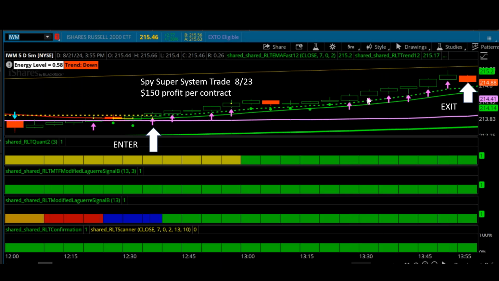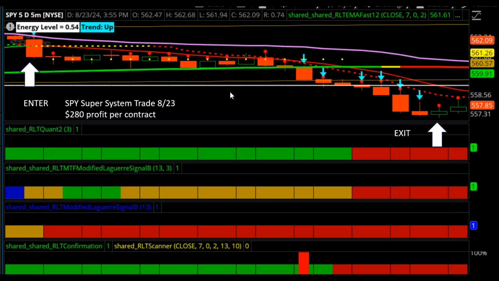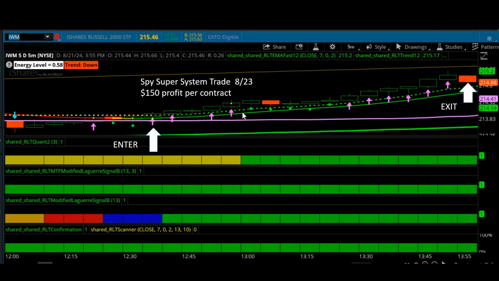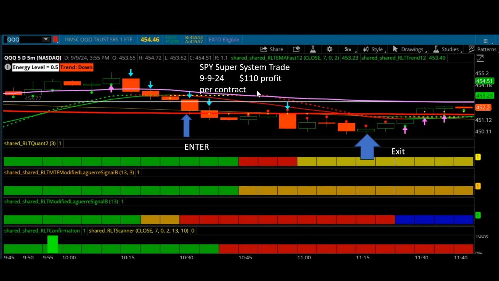Now it's not as big a run as we got in the SPY on this IWM, but it's still a nice trade. You can see this is where I get out right here when we started getting this red candle right here. But that was $150 profit per contract on that particular trade. That was on the 23rd as well. So I had these two on the 23rd, one for 280, one for 150. That's a lot of profit for one contract on the SPY and the IWM. But again, I played both of these indexes, traded them both.